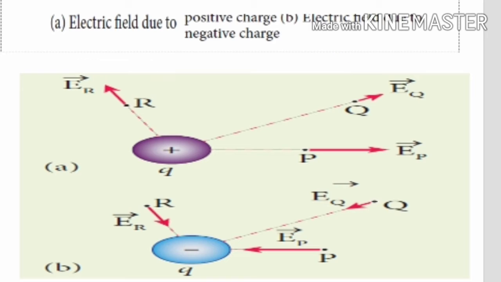Similarly, we can explain it for a negative charge. Let us imagine a negative charge is placed at a point. Let us imagine three different points like P, Q and R around the point charge. And we have to discuss at which point the electric field is greater. Definitely, the point P is nearer to the source charge. So, the electric field at the point P, EP vector, is greater than the electric field at points Q and R.